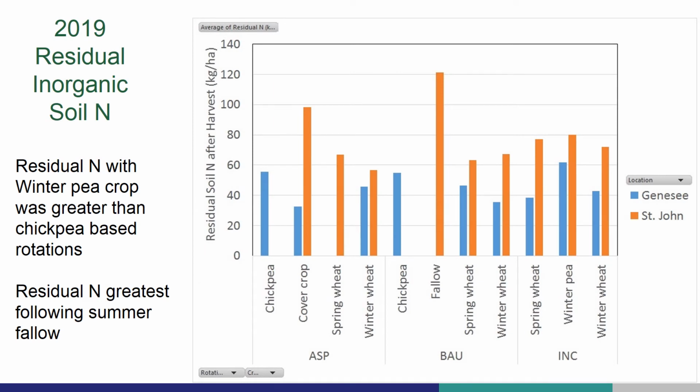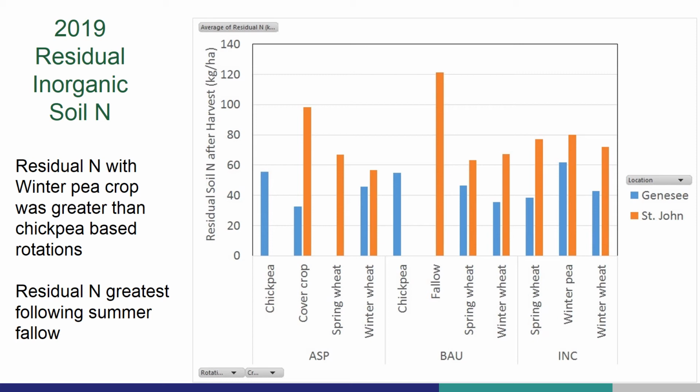Residual nitrogen in the soil. This is how much nitrogen we found right after harvest. We took soil samples. Interesting to see fallow had 120 kilograms per hectare, or essentially 120 pounds per acre of fertilizer available. And this is as the organic matter mineralizes. So you can see some of the benefits of summer fallow here, just the nitrogen available. Cover cropping in the aspirational at St. John actually almost got 100 kilograms per hectare. Winter pea has a lot of residual nitrogen, so there seems to be certainly a nitrogen benefit from these winter peas and the cover crops.